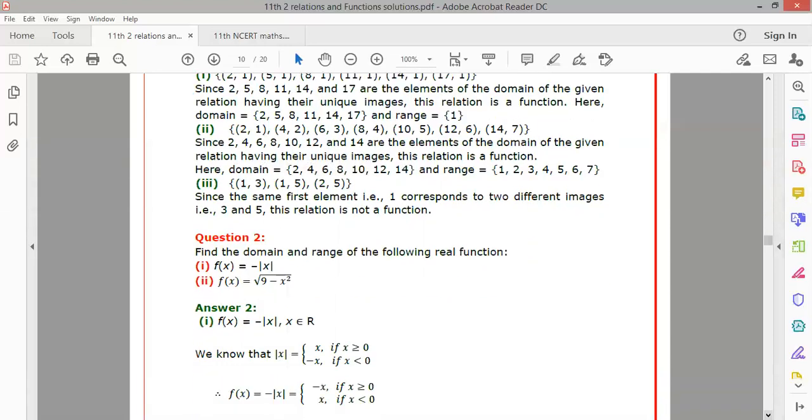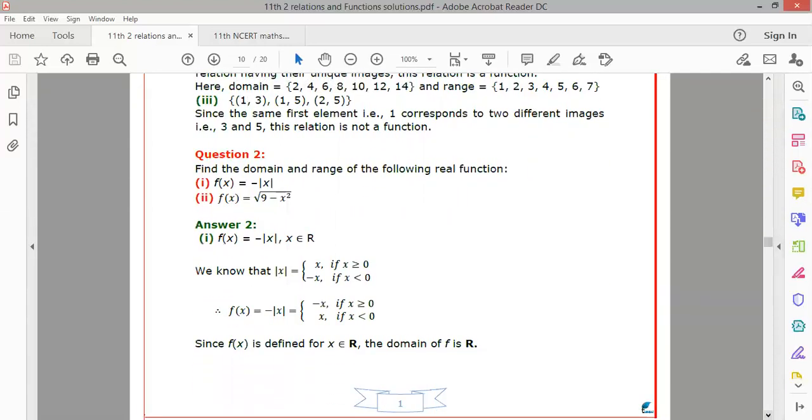Now let's see question number 2. In question number 2, we are given two real functions. That's f(x) equals minus modulus of x. We have to find its domain and range. We know that the modulus function is defined as x when x is greater than or equal to 0, and minus x when x is less than 0.